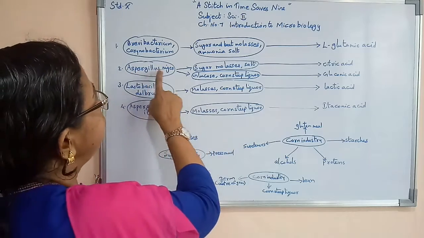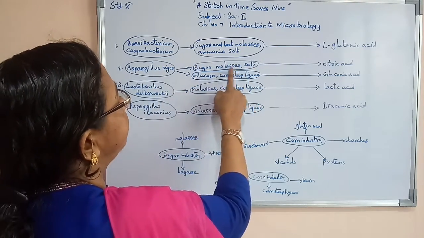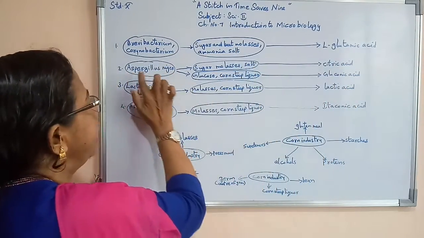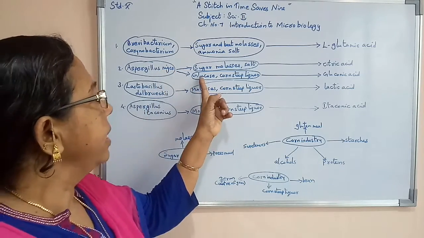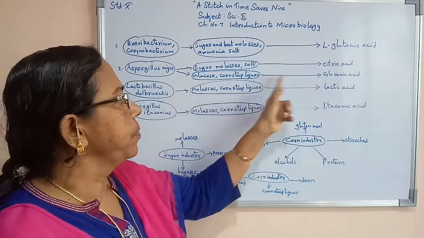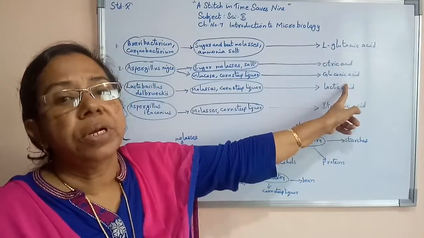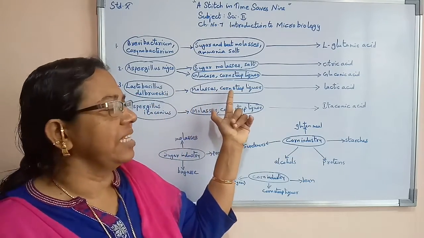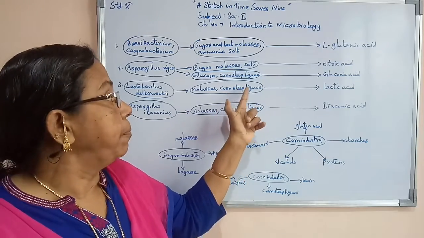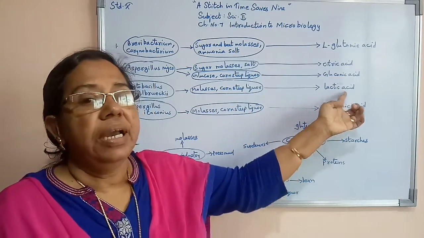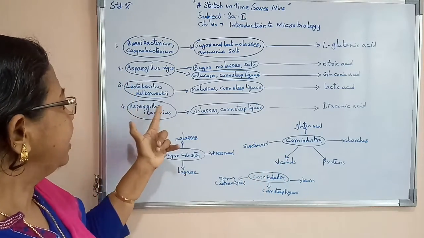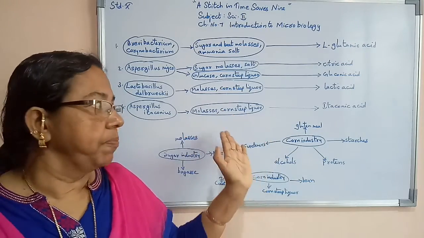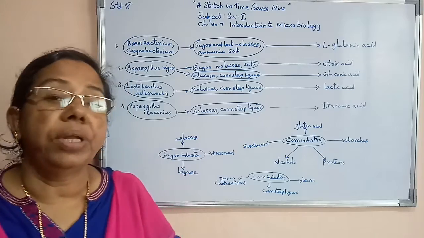Now Aspergillus niger growing in sugar molasses as well as salt is helping for the production of citric acid. Aspergillus niger growing in glucose as well as corn steep liquor is helping for the production of gluconic acid. Lactobacillus delbrueckii growing in molasses as well as corn steep liquor helps in the production of lactic acid. Aspergillus itaconicus growing in molasses as well as corn steep liquor helps in the production of itaconic acid.